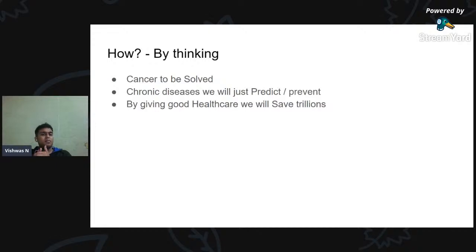For chronic diseases we will just predict and prevent. You can't really cure some sort of chronic disease. Most of them can't be solved, though I'm not making an absolute statement here; it's what we have observed over the years. You read any research paper, it says it is being predicted and prevented, and most of the time it was supposed to be cured by then, but it's not getting cured.